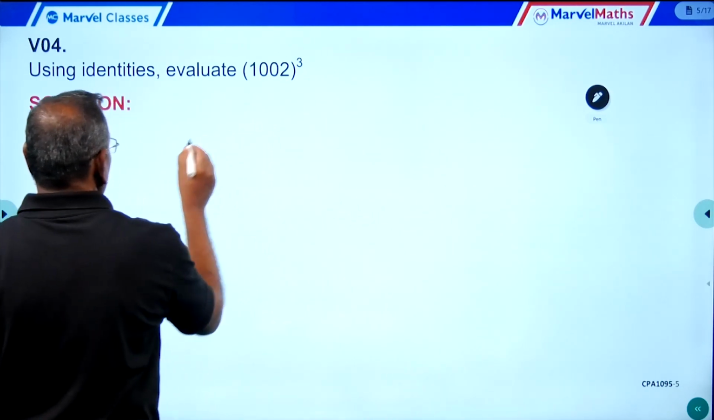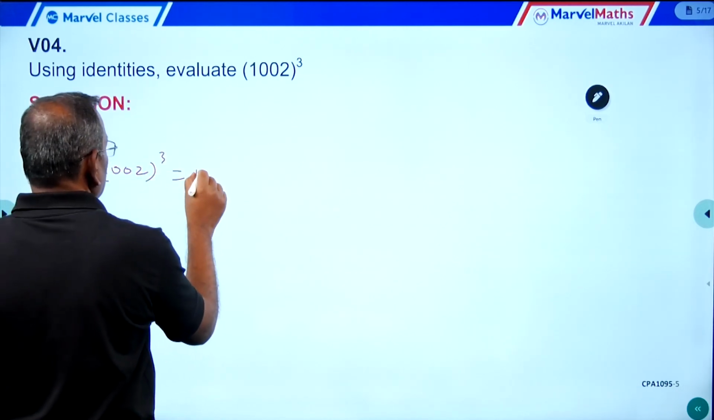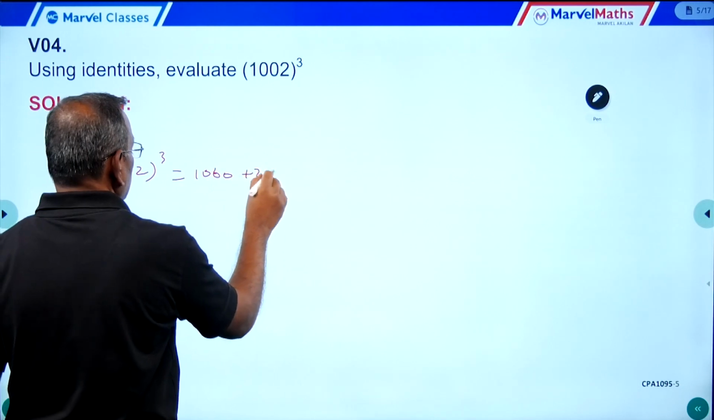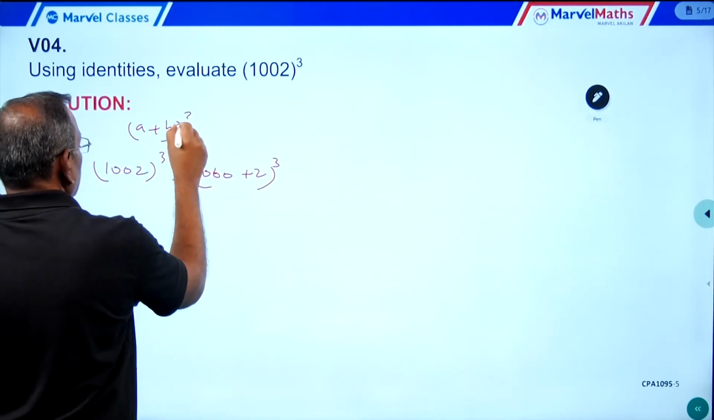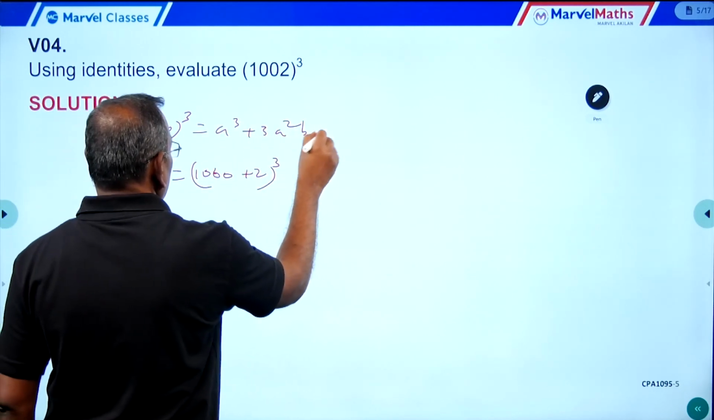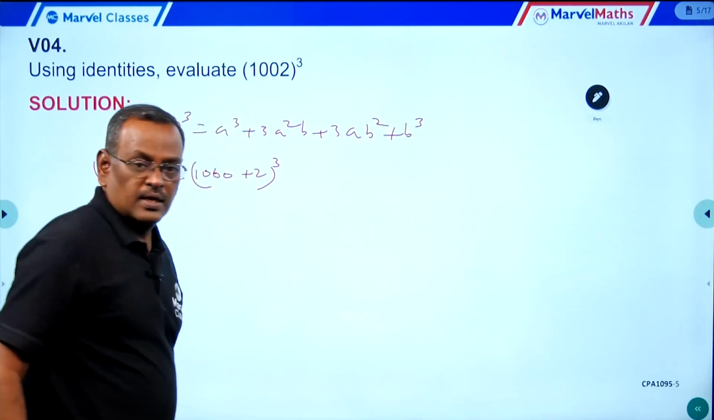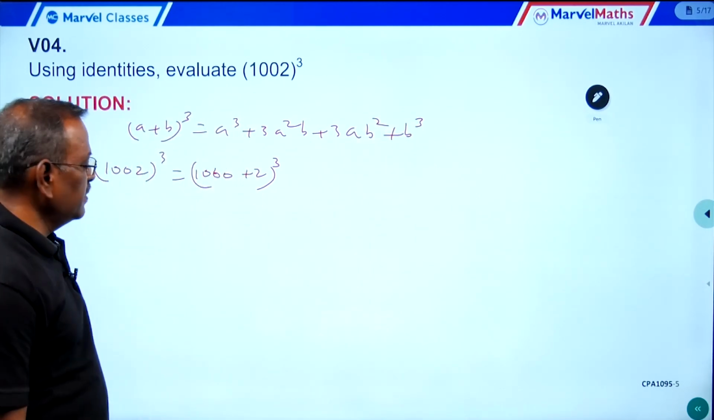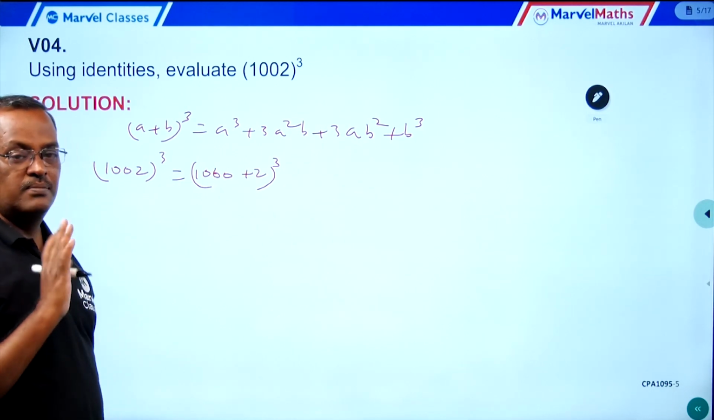First, what is the suitable identity? We can write this 1002 cube as 1000 plus 2 the whole cube. So we need this identity. What is that identity? A plus b whole cube equal to a cube plus 3a square b plus 3ab square plus b cube. Clear? Now write the empty bracket, substitute the values. Very simple technique. This empty bracket method is the best method.